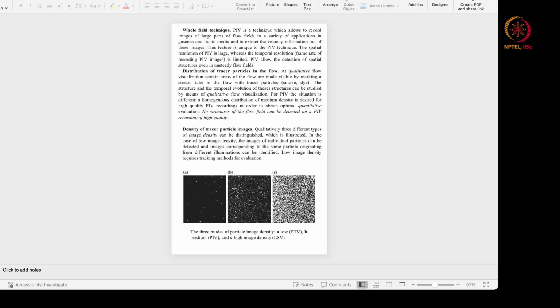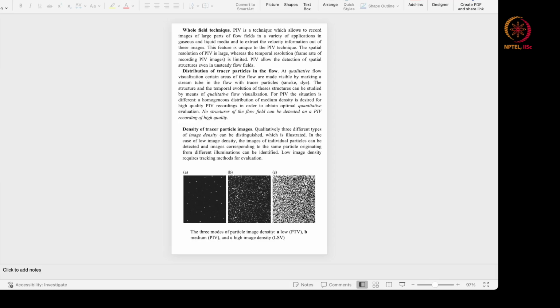But the temporal resolution part is also important, because if it's a very rapidly moving flow field and the PIV framing rate cannot match, then there will be a problem. In those cases, we'll rely on phase averaging, mode locking, and all those kinds of methods. The other part is the distribution of tracer particles in the flow field.